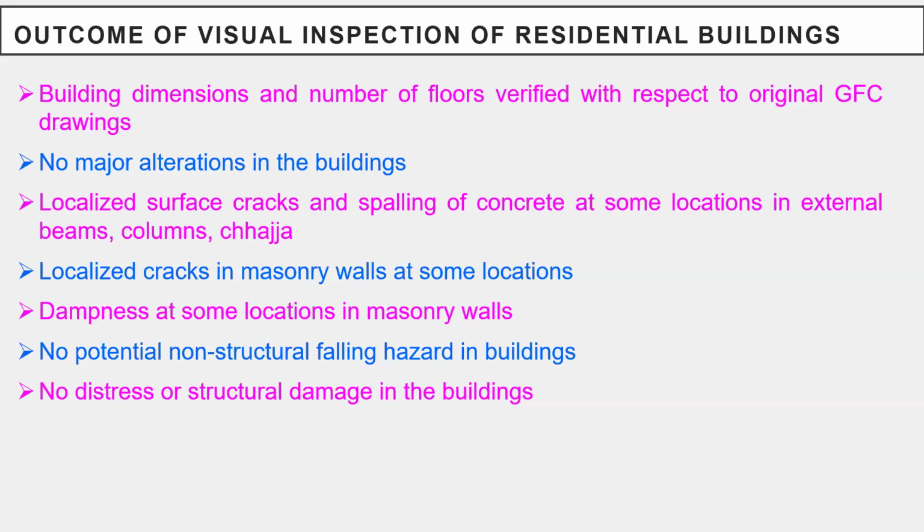There were some localized surface cracks and spalling of concrete at some locations in the external beams, columns, and chhajjas, and this could be attributed to the exposure to severe environmental condition, that is marine environment, because Bombay is near the sea coast. Some localized cracks in the masonry walls at some locations were also observed. Dampness at some locations in the masonry wall was also observed, and there was no potential non-structural falling hazard in the buildings, and there was no distress or structural damage in the buildings.